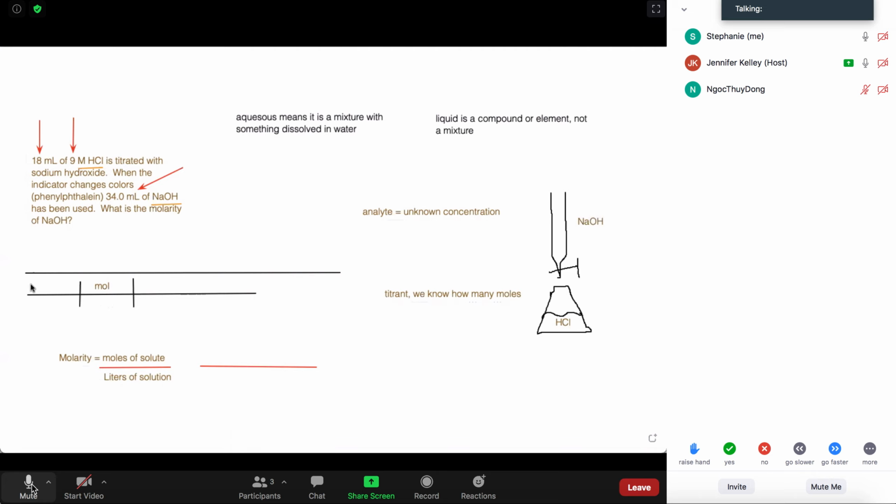All right. So we're going to start with the 18 milliliters. So it's going to be 0.018 liters of HCl. And the molarity was 9 molar. So in 1 liter of HCl, that means there are 9 moles of HCl.